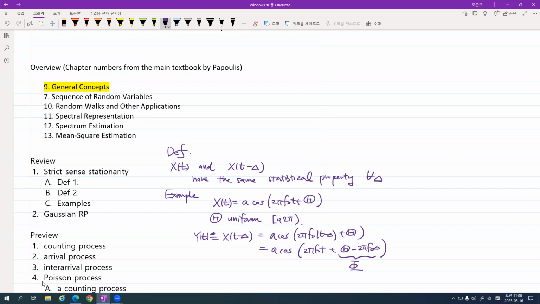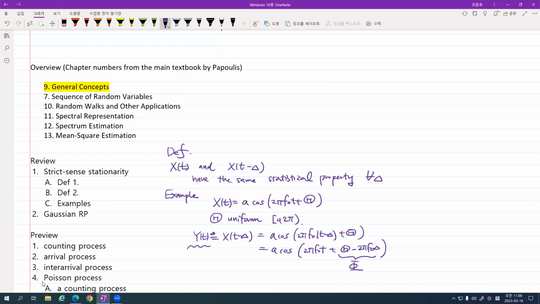You may say that since theta is uniformly distributed from 0 to 2 pi, if you subtract 2 pi f0 delta, it moves down, right? However, due to the modular property inside the argument of the trigonometric function, you can add any multiple of 2 pi, right? So actually, this can be replaced by a uniform random variable on the interval 0 to 2 pi again. What does that mean?